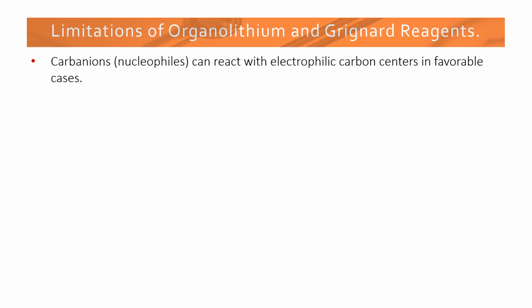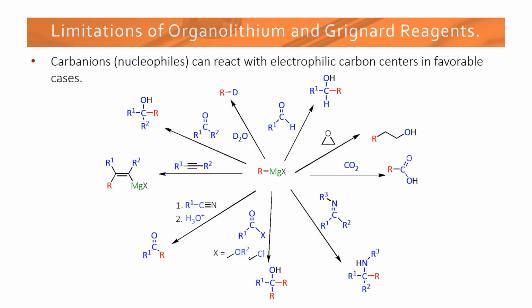These carbanions are quite good nucleophiles that can react with any electrophilic carbon center that they come across. And for example, we know that ketones will react to give tertiary alcohols, and esters will react to give tertiary alcohols also. We already saw where carbon dioxide reacts to give acids. So as a nucleophile, we've got a wealth of electrophiles that we can react with to generate various products in organic chemistry.